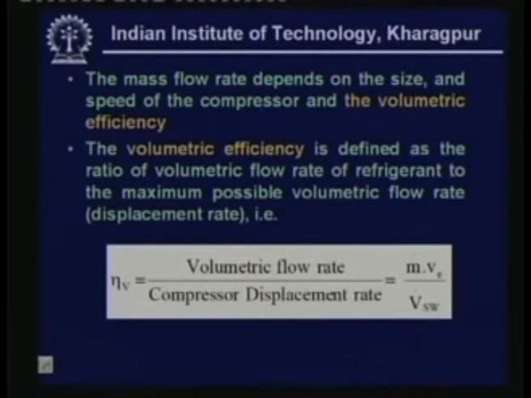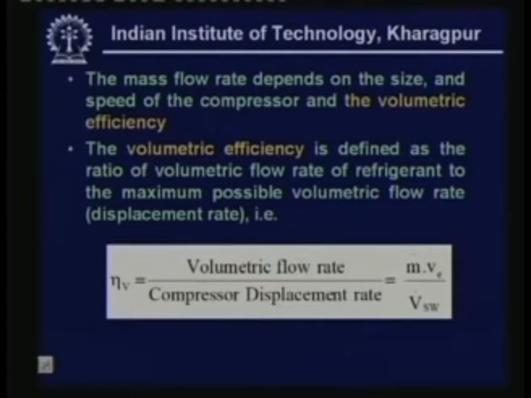The mass flow rate of any compressor depends upon the size and speed of the compressor and also on the volumetric efficiency. So what is volumetric efficiency? The volumetric efficiency is defined as the ratio of the volumetric flow rate of refrigerant to the maximum possible volumetric flow rate. The maximum possible volumetric flow rate is also called the displacement rate of the compressor.